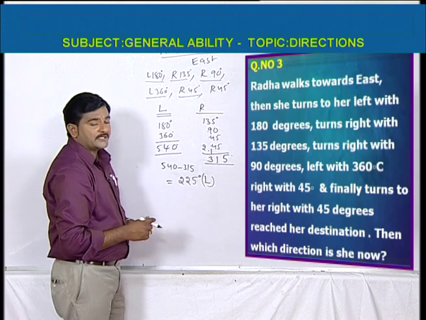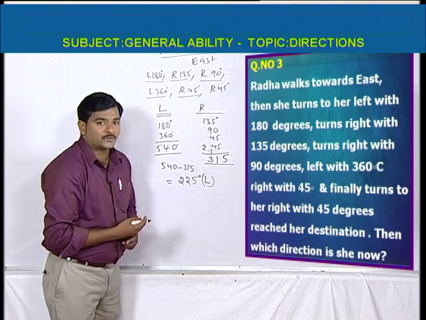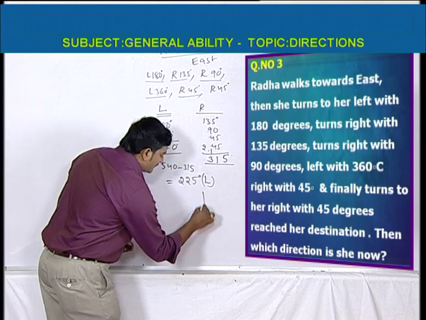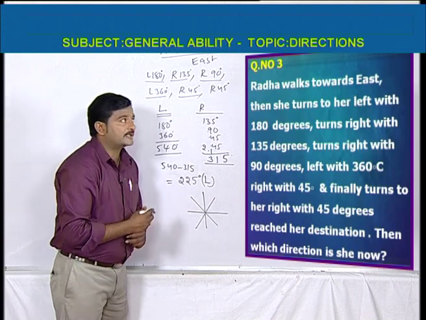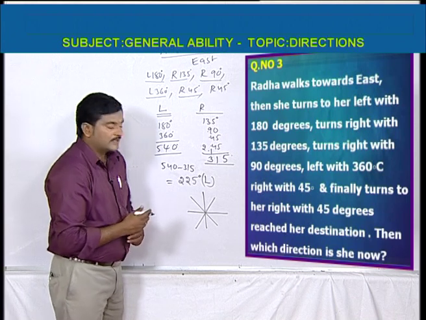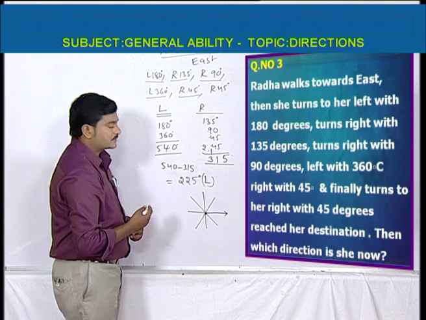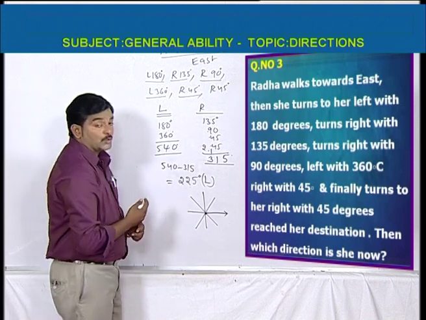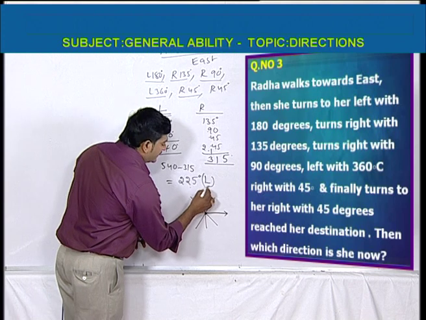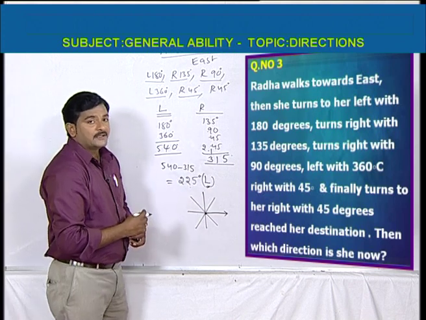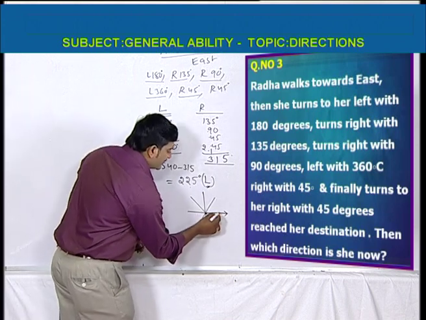Now what he asked here: which direction is she now? To know that, again we will take a rough diagram. Let's say I am taking all 8 directions. First, Radha walks towards east. So for example, here Radha is there, walking towards east. For this, how many degrees do we have to apply? 225 degrees. From which side? Again from the left side, because 225 degrees is left side. That's why I am applying 225 degrees to her initial position. Initial position is east, that's why applying 225.